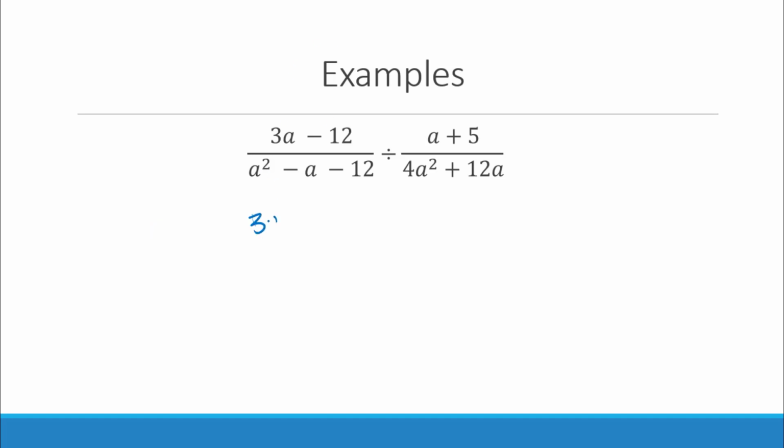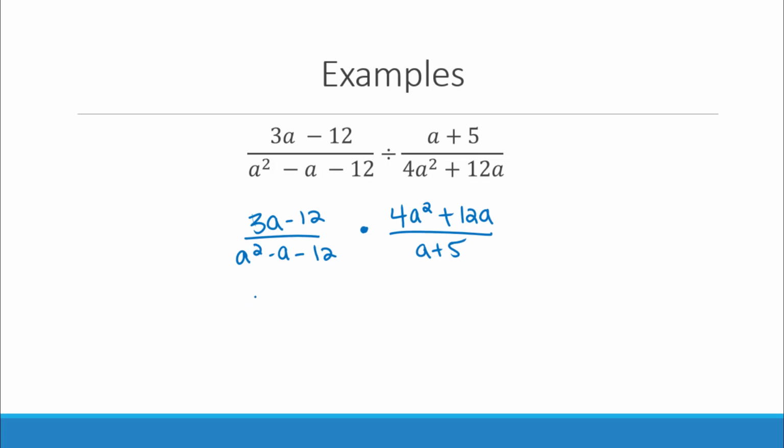This means this fraction stays the same in my problem. I'm just going to rewrite it. This second fraction gets flipped. So this changes to 4a squared plus 12a all over a plus 5. And notice again, I changed it to multiplication. Now let's follow those same steps like we did before.